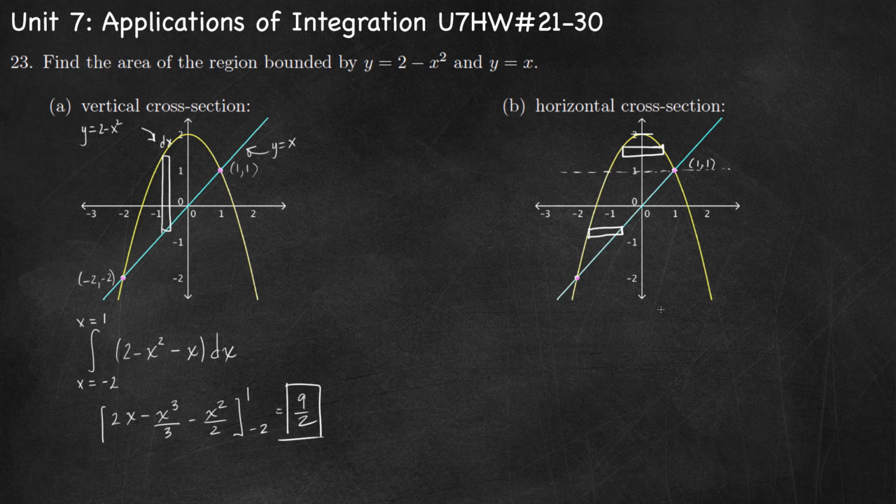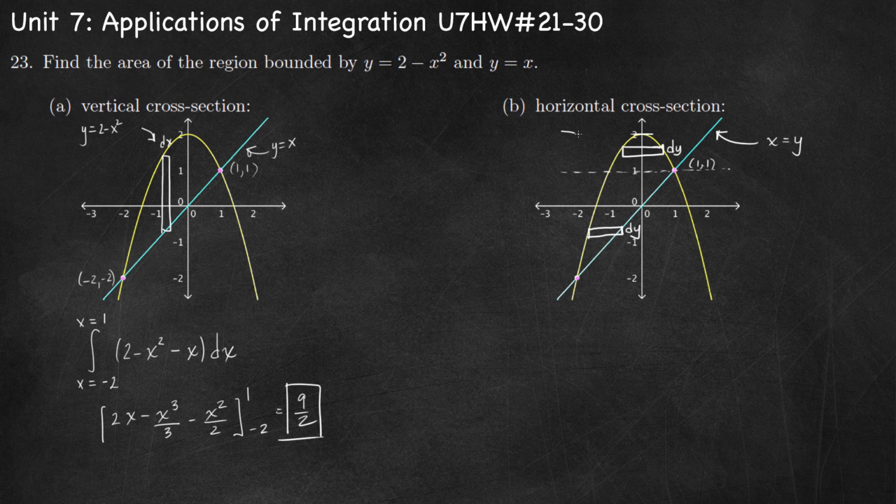I would never ask you to do a problem like this using a horizontal cross-section. I actually wouldn't expect you to do it right now either. I'm just going to work through it to show you that it is possible. Horizontal cross sections become a dy problem, remember? That means we have to write our integral in terms of y, so we have to solve our equations for x. No big deal for this one: y equals x, and so x equals y. Easy. But the parabola takes a little bit more work to solve for x.